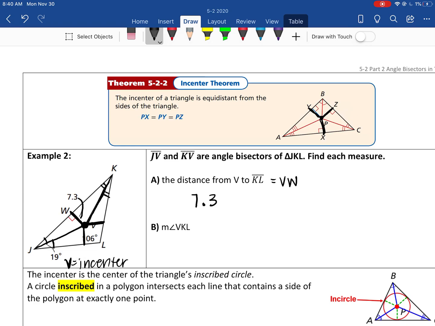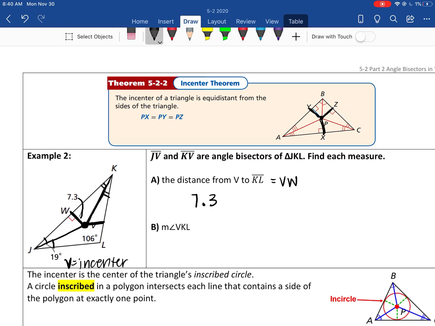Sometimes they won't draw your segment from your incenter to the side, but you can draw it any time. From your incenter to your side is equal all the way around your triangle, which means from V to JL would also be 7.3.